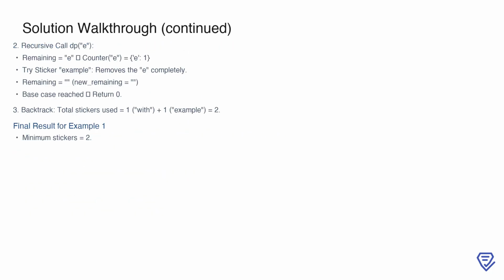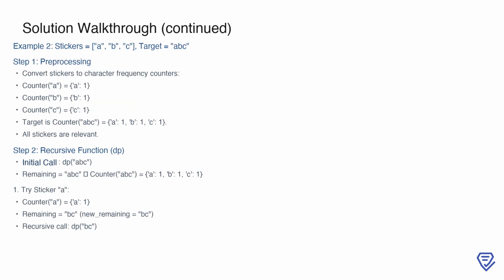In the recursive call for E, the remaining target is just the letter E, which has a frequency of 1. We try the sticker "example", which provides this character. After using "example", the remaining target becomes empty, meaning there are no more characters left to match. At this point, we hit the base case of our recursion, which returns 0 because no additional stickers are needed. Backtracking from this, we calculate the total stickers used so far. Using the sticker "with" initially, followed by "example", gives a total of 2 stickers. Therefore, for the first example, the minimum number of stickers needed to spell "the" is 2.